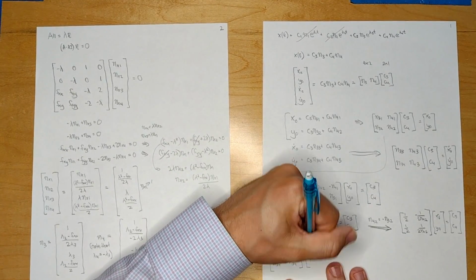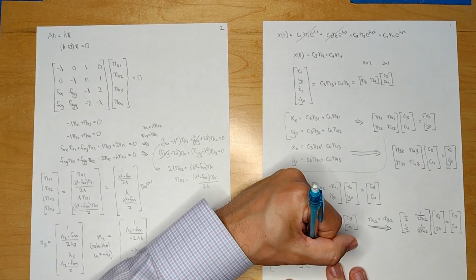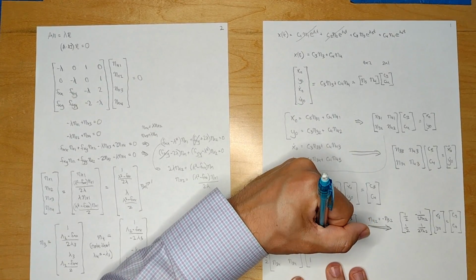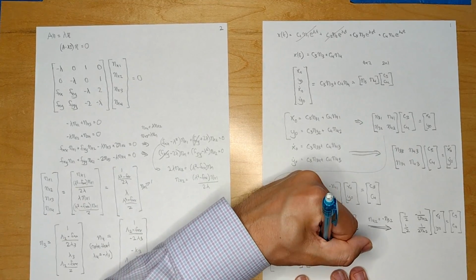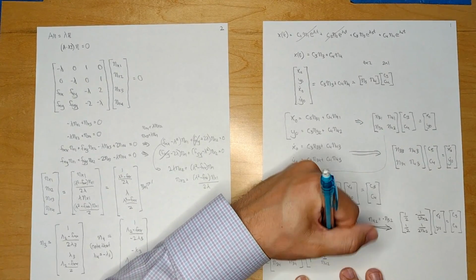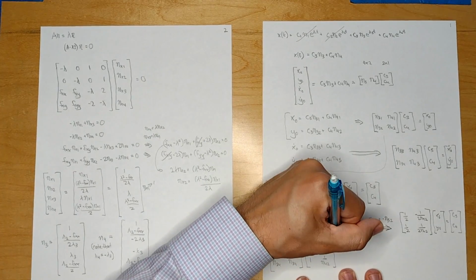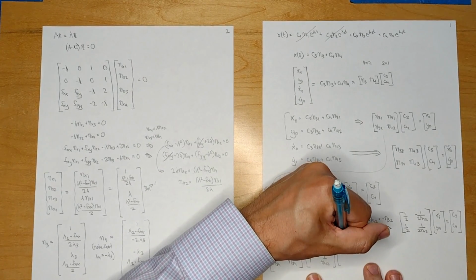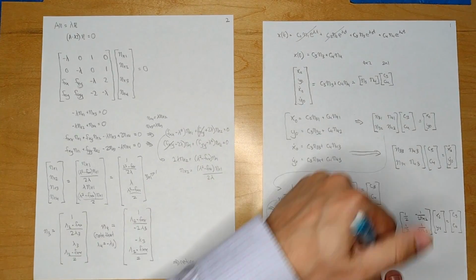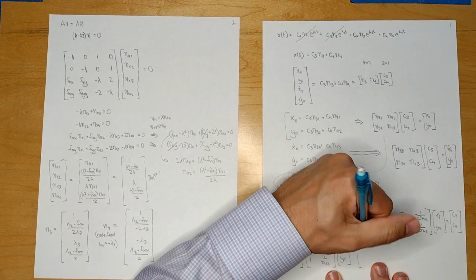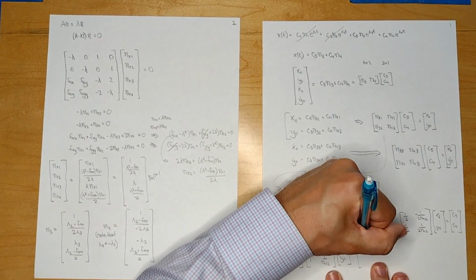And then that's going to be 1, 1, and then negative 1 over a to 4, 2, and 1 over a to 4, 2. And then, yes, multiplied by x naught, y naught. That's going to give us our initial velocities.